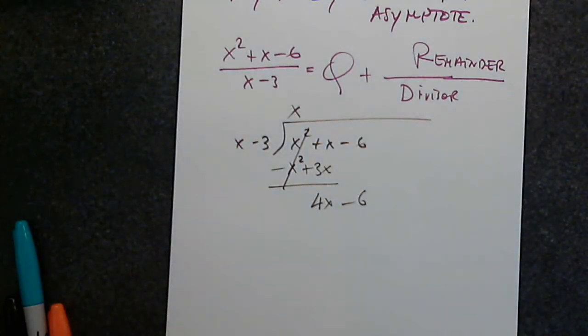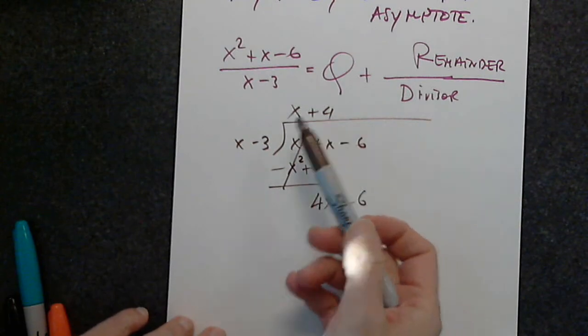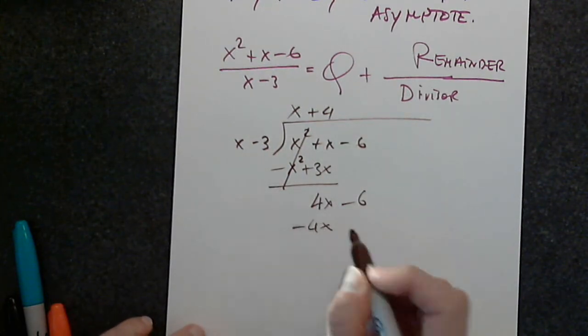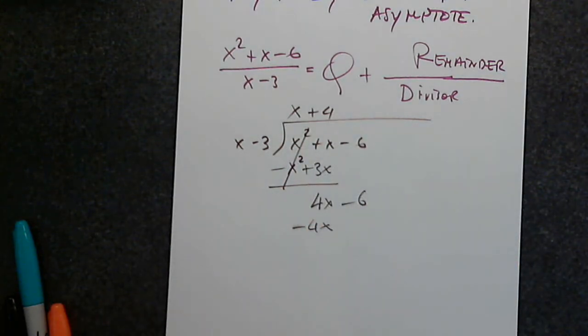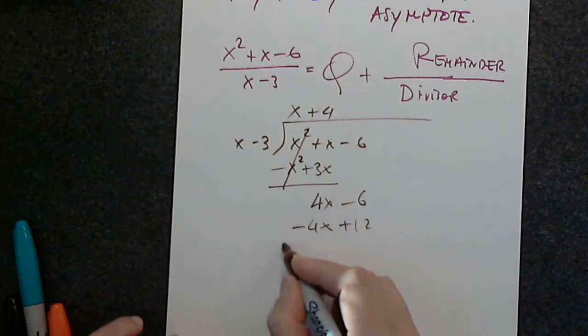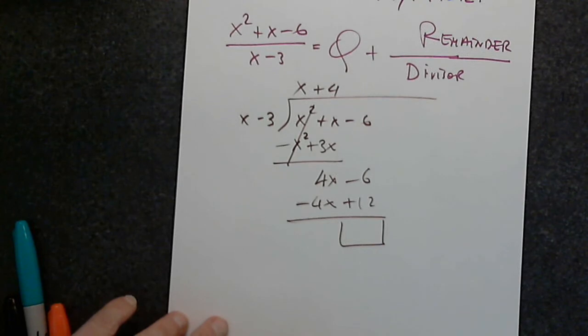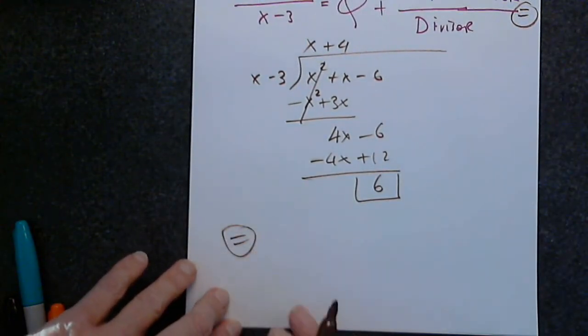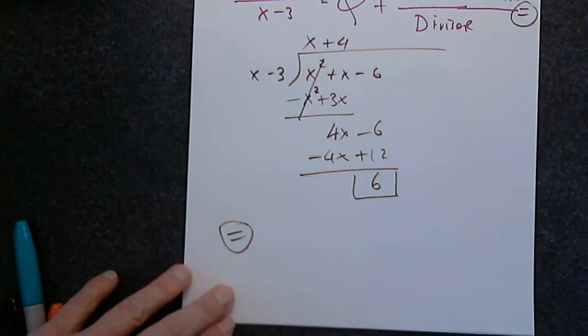X times what is 4x? Careful, we never lie at the top. Very good, awesome. So then 4 times x. We subtract. 4 times negative 3. It's negative 12, but we have to write positive 12. So what goes in the box? Perfect. So now can anyone dictate the final answer of this division?